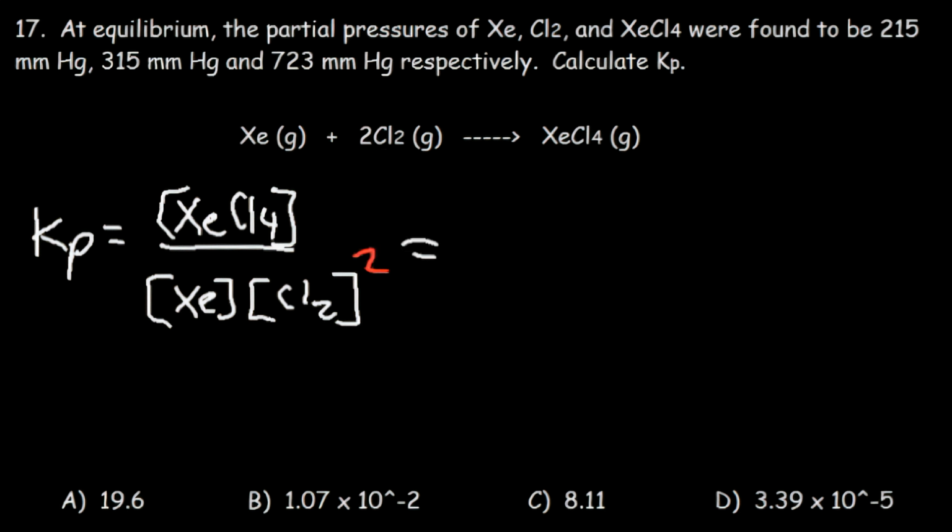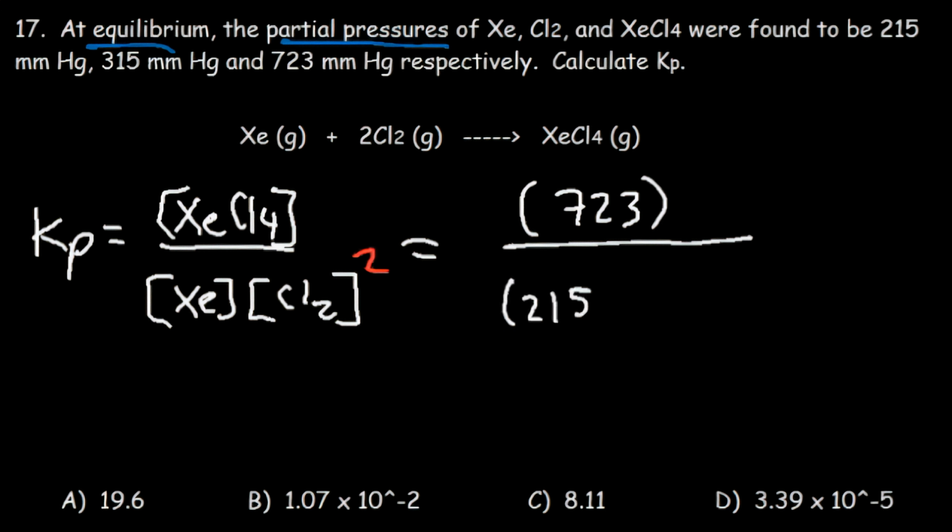So now all we need to do, because we have the partial pressures at equilibrium, we can plug in these numbers directly into this expression to get the value for Kp. So for xenon tetrachloride, it's going to be 723. And for xenon, it's 215. And for chlorine, it's 315 but squared.